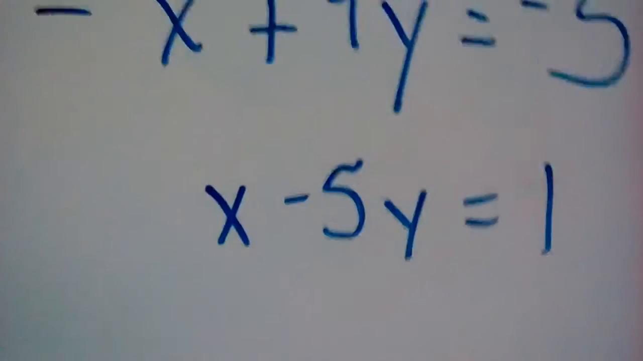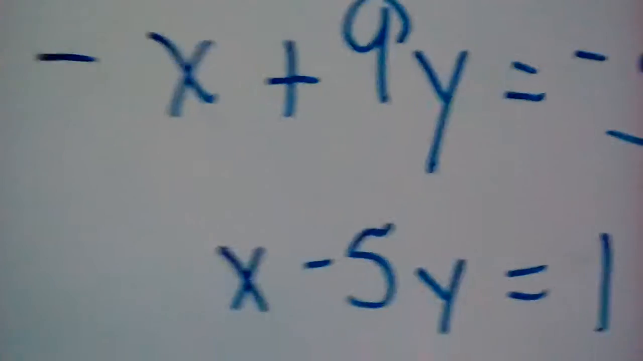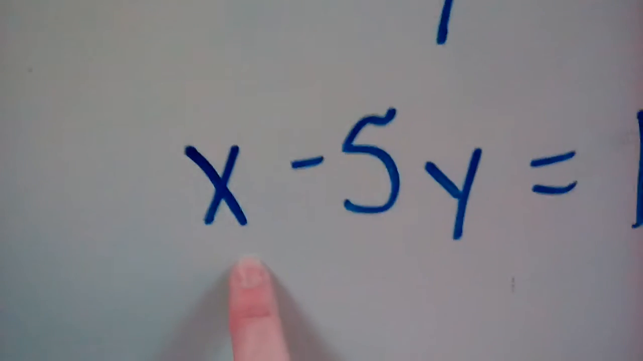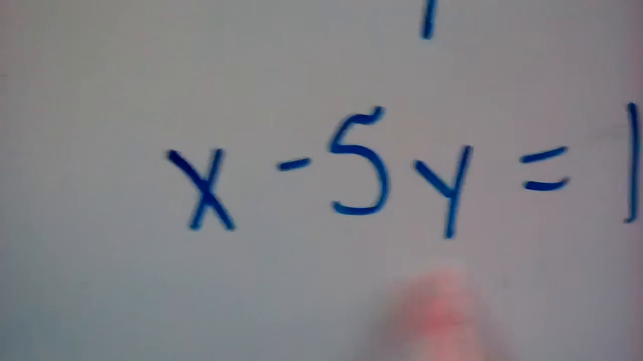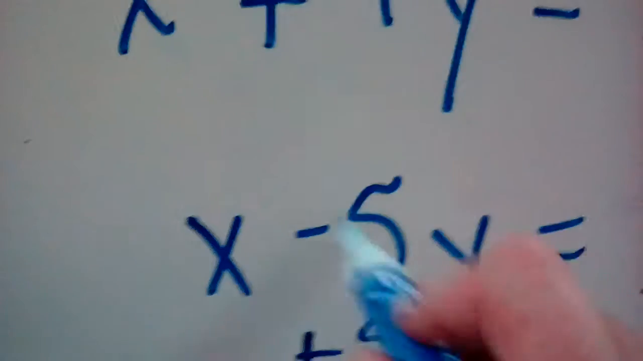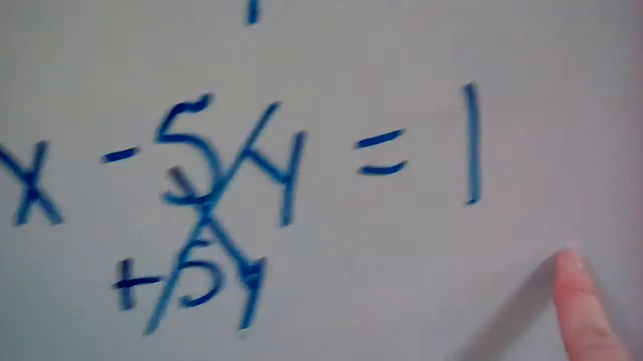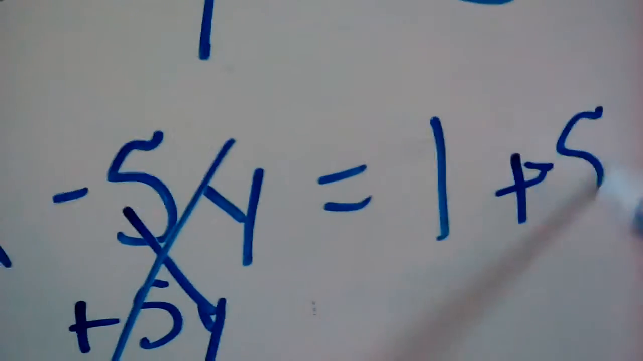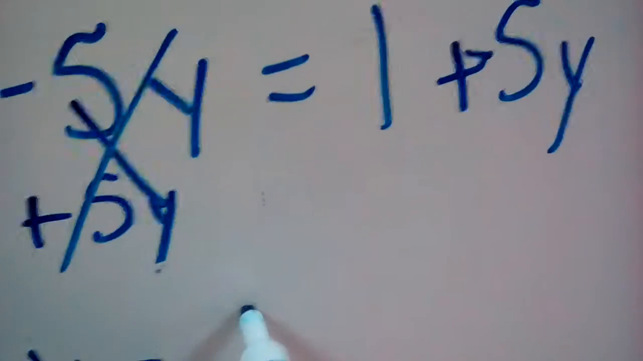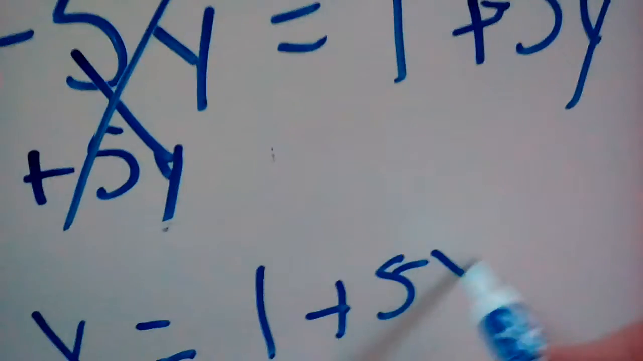So here's our problem. It's number 1 on our sheet. Remember, what you want to do is get letters by themselves. The easiest one to do right now is, I don't really want to deal with that negative sign there, so I'm going to just use this x. To get rid of this, I'm just going to add, because that's the opposite of subtracting, so this cancels out. Whatever I do over here, I have to do over here. So now I'm left with x is equal to 1 plus 5y.